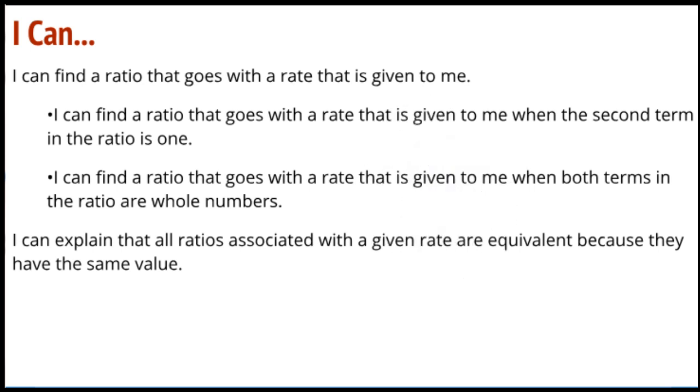And then I can explain that all ratios associated with a given rate are equivalent because they have the same value. So I can figure out that if I have a rate of $5 per hour, all of the ratios that go with this rate are equivalent, which should make sense because we've hit really hard that the unit rate and the rate is tied to the ratio value, and ratios are equivalent because they have the same value.